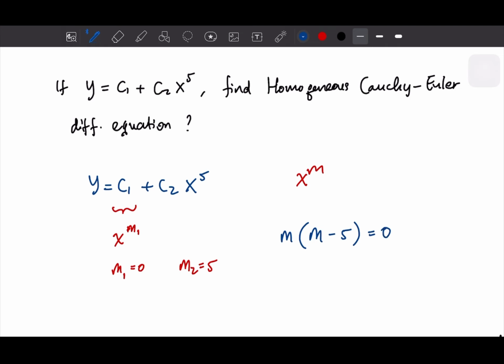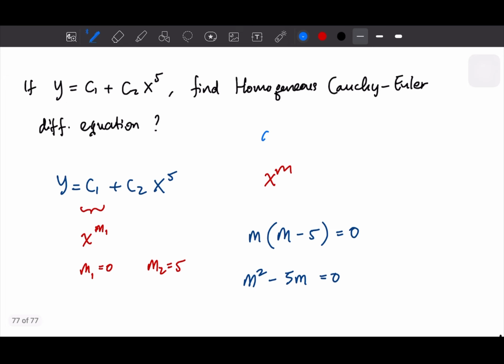Okay, so this is supposed to be 0. And we have m squared minus 5m. And always remember that the structure of the Cauchy-Euler is going to be am squared plus (b minus a)m plus c. So from the structure, we could see b minus a and c from our equation here, and then we can rewrite them and write the differential equation itself. Okay.